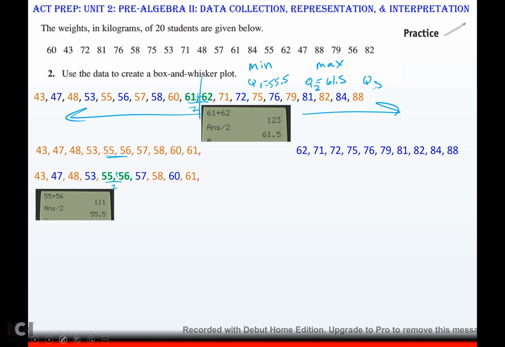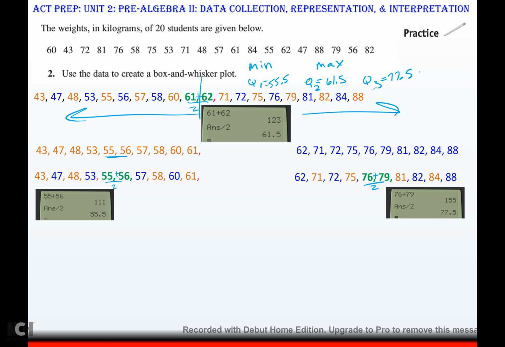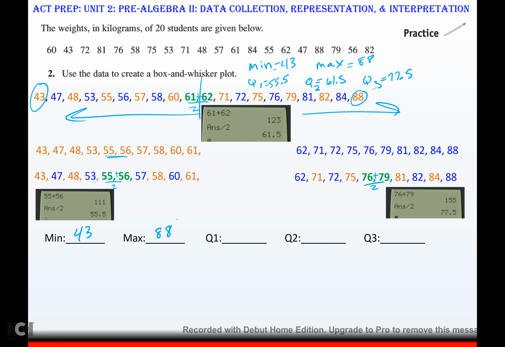Okay, my Q3, quartile 3, I split the upper data, so I put that in order, and there was a tie between 76 and 79, so that gives me a Q3 of 77.5. My minimum is obviously 43, my maximum is obviously 88. So once you have all that data, my minimum was 43, my maximum was 88, my Q1 was 55.5, Q2 was 61.5, and Q3 was 77.5.